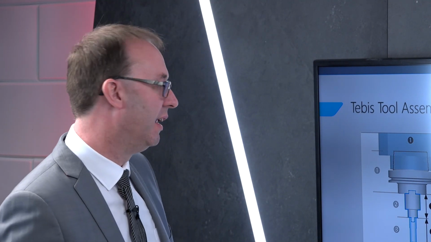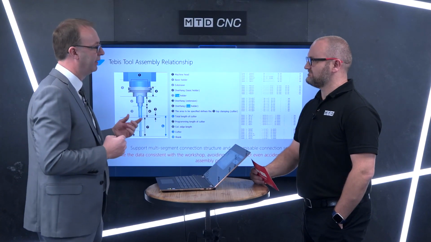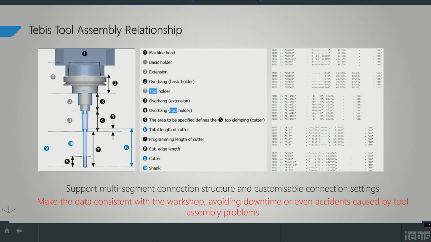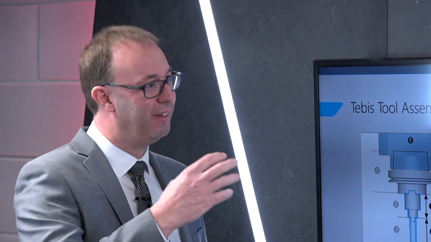Tebis is very special at that because with these cutting tools, we actually manage the connections between, if you like, with a set of rules. So this reflects reality. So Tebis won't let you build a tool which is not able to be built in reality. Even to the extent of the back end of the tool holder is going to fit into a certain type of machine. We can control that too.